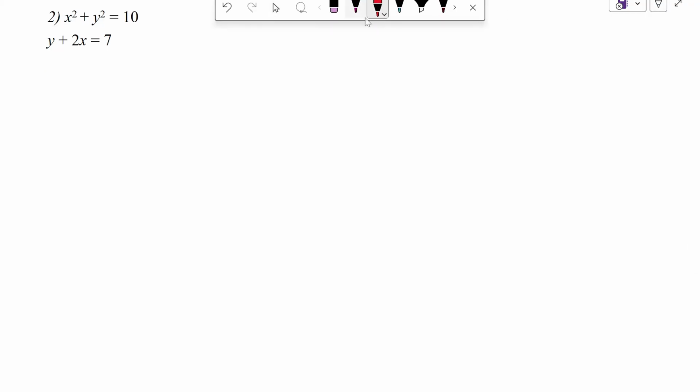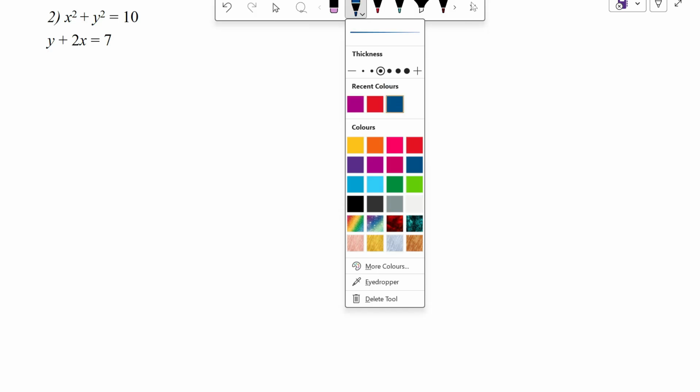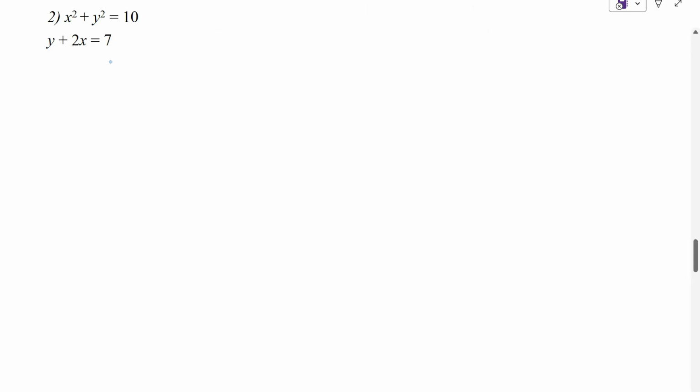Okay, the second question now. We got our quadratic and our linear equation. Now let's go ahead and rearrange this second equation here, and let's make y the subject. That seems like the easiest one.